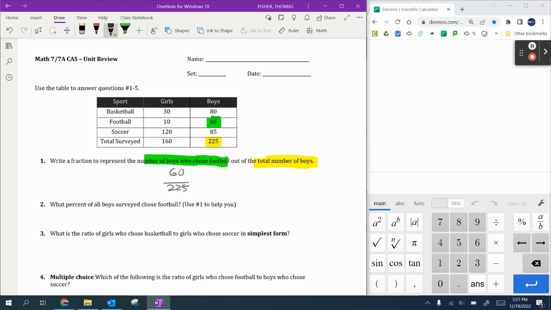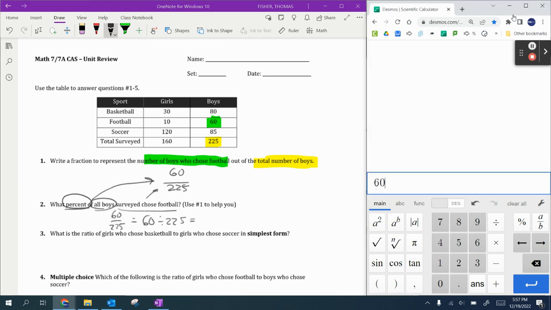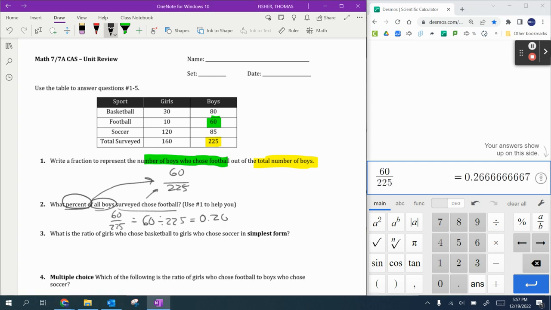The next one wants a percent. If you want a percent, you actually need the fraction first of all the boys who chose football. That's the same fraction. So we're going to take this fraction, we're going to go to a decimal first by simply dividing the 60 by the 225 to get that decimal. So 60 divided by 225 is this 0.26 repeating. You can tell it repeats because that 7 at the end is really another 6 that has a 6 after it, and then of course it bumps up to a 7 if you were to round it.